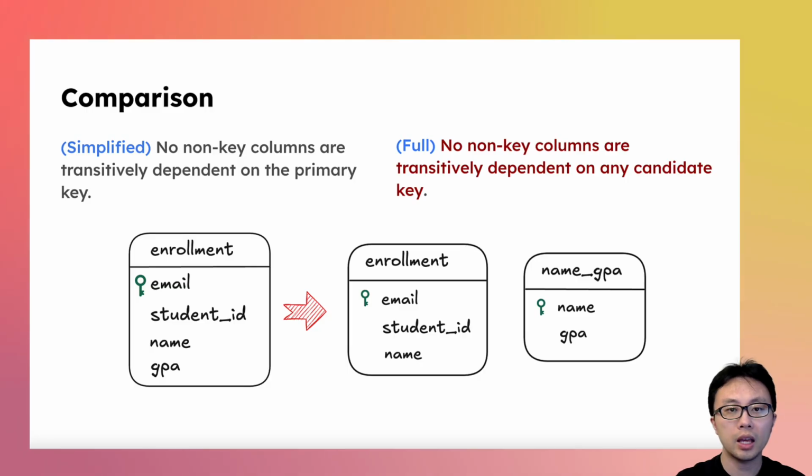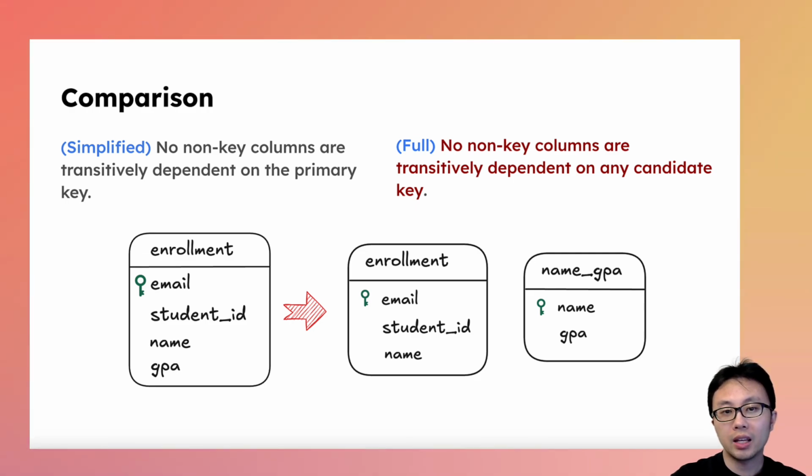Notice that the name column will show up in both tables. That's because it perfectly fits both conditions. I mean, it's directly dependent on the primary key as well as involved in the transitive dependency. That's why it shows up in both tables after we fix this design flaw.